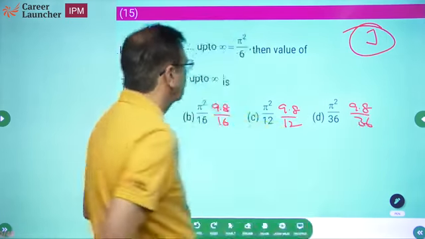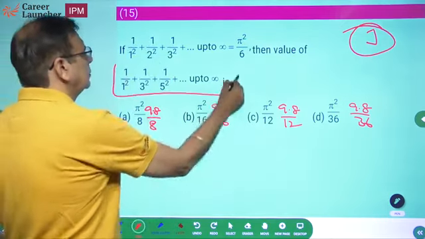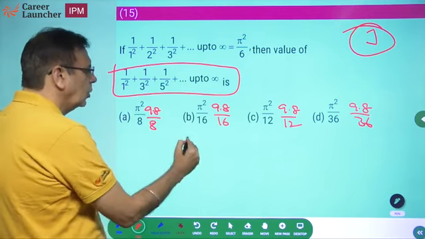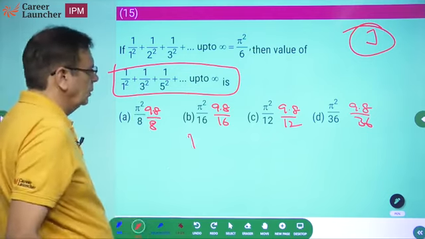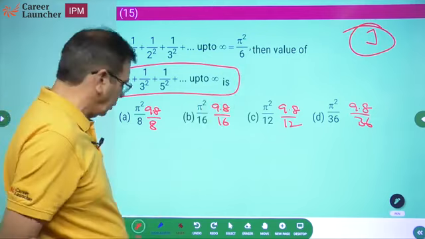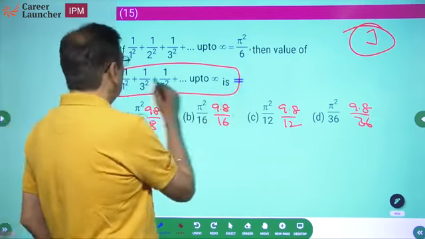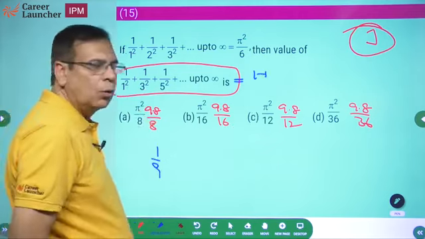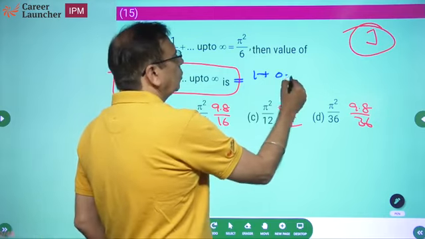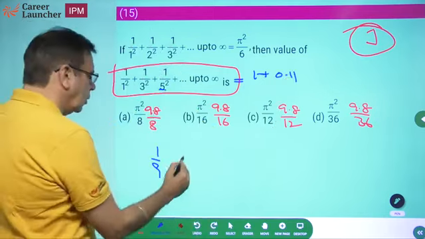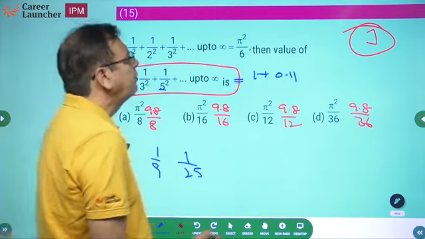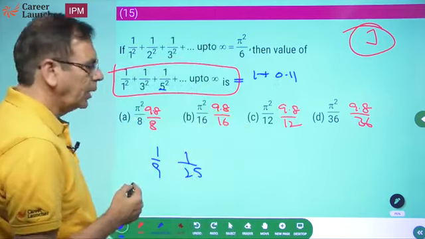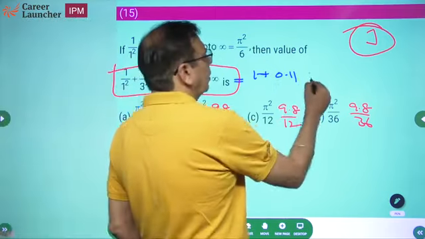यही है ना choices. हमें क्या निकालना है? This is what we need to find. Let's start writing now. What is 1 by 1 square? First term is 1. So this is for me equal to, let me just change the color of the pen, first term is 1 by 1 square, 1. What is 1 by 3 square? It is 1 by 9. 1 by 9 is 0.11. What is this? 1 by 25. 1 by 25 is 0.04.